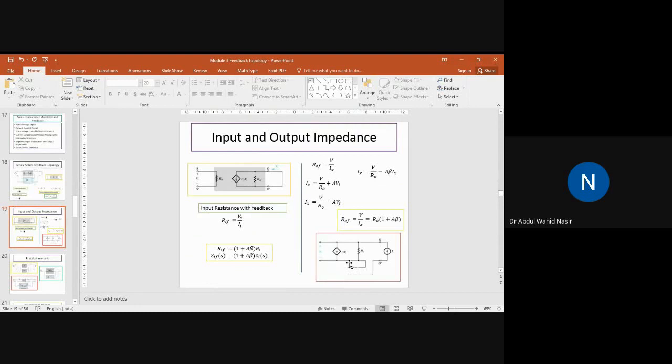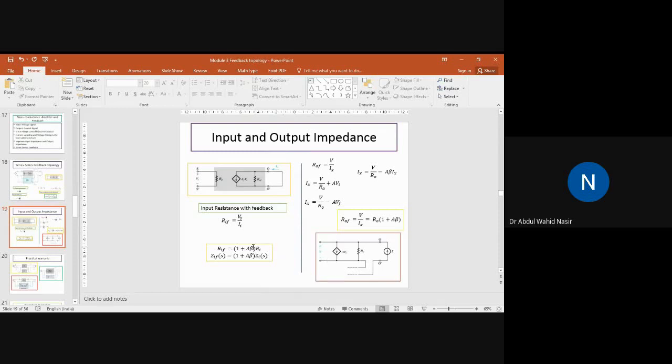Now we'll analyze the input and output impedance for this case, how it is going to improve. Likewise, as we have seen in the series shunt configuration or the voltage amplifier, the same analysis or method will be adopted. In doing so, we'll end up having RIF as 1 plus A beta into RI. That means what is RIF? RIF is the input resistance of the overall negative feedback network. So you can see that in that scenario, when you have a negative feedback system, the input resistance is getting increased by a factor of 1 plus A beta.